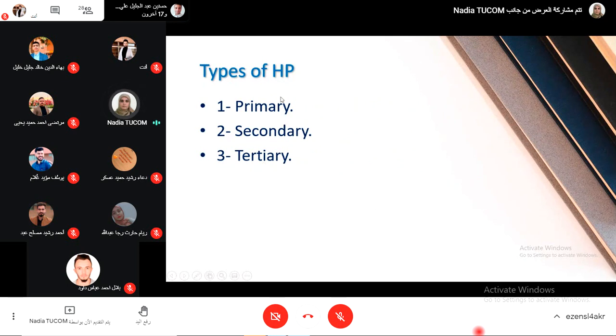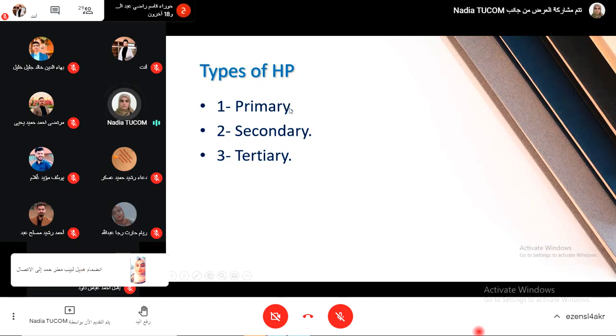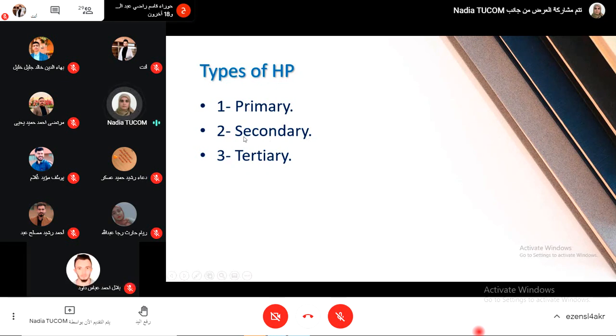Types of hyperparathyroidism. Clinical types of hyperparathyroidism. There are 3 types: primary, that is endogenous to the parathyroid gland; secondary, which is related to renal failure; and tertiary, in advanced renal failure also.